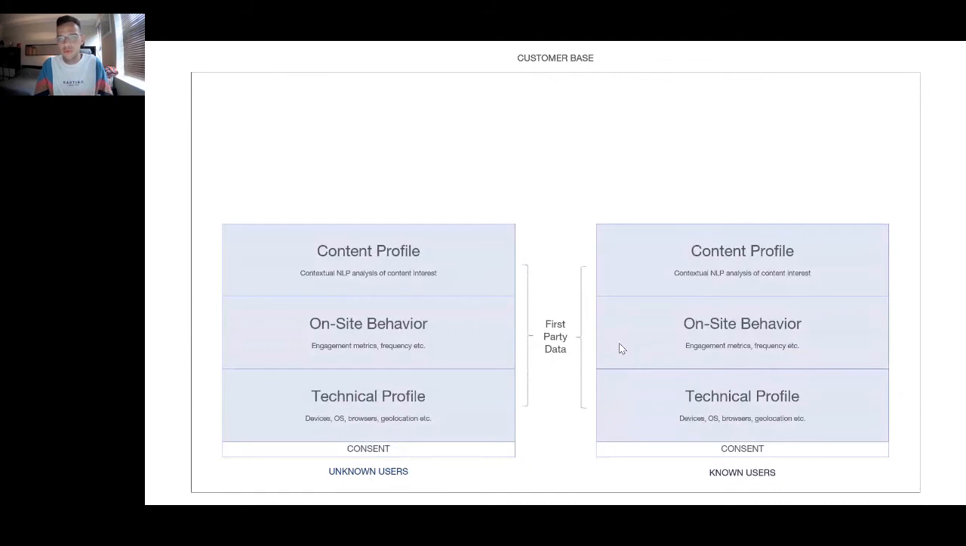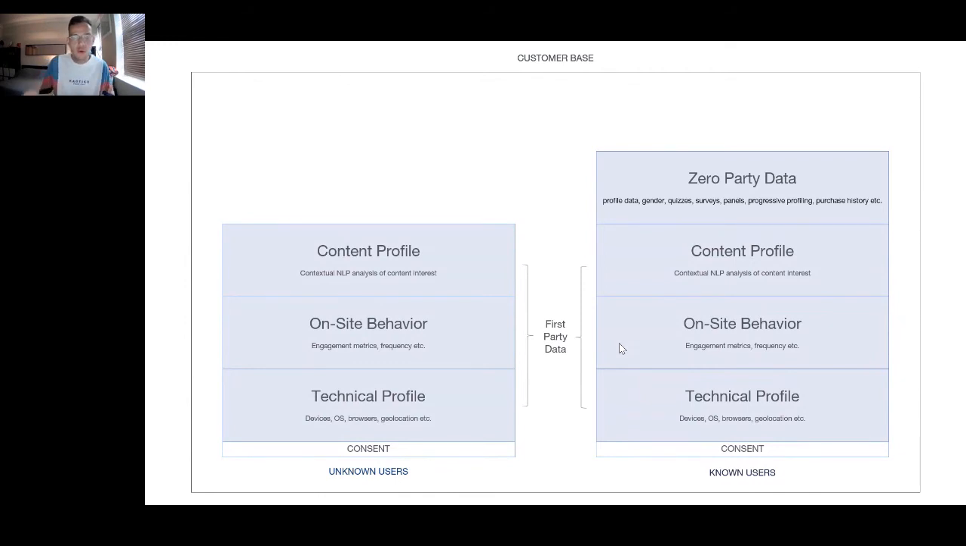Now, you also have the second bucket, the known users. For those, of course, you have the exact same kind of data. However, on top of that, for the known users, you also have what I call zero-party data. And zero-party data is everything that the user gives you voluntarily. So this is stuff when they fill out their profile, you can prompt them with progressive profiling, ask for gender, birth date, basically anything. And that can be accumulated throughout your relationship with the user through progressive profiling, as I said, through quizzes, surveys, panels, and so on. So basically anything that the user gives you voluntarily, you also have for your known users.